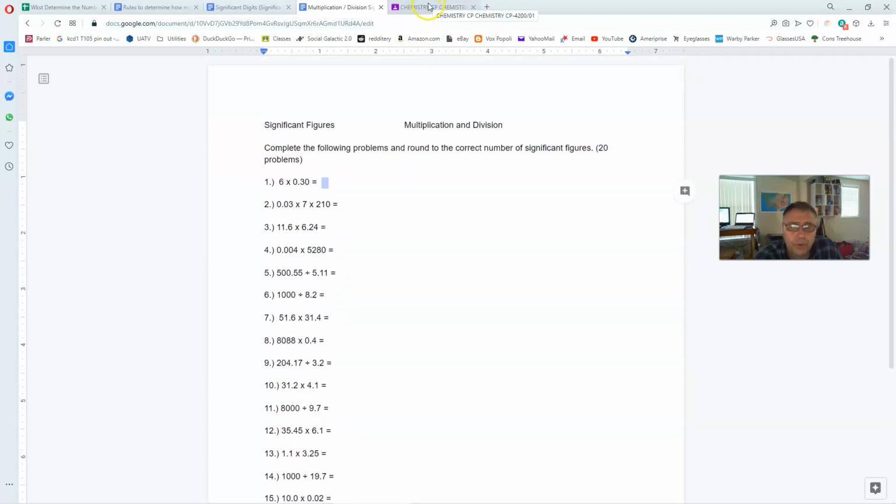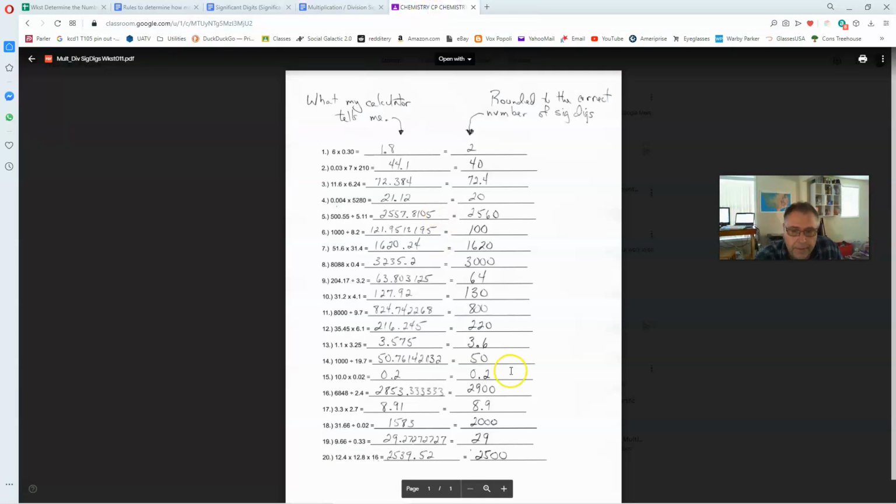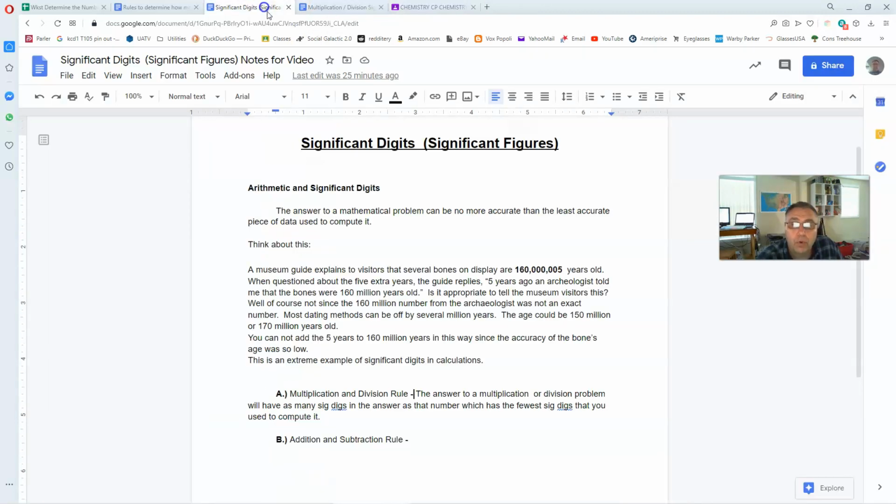Now, I did post to you a solution sheet here, and I actually included 2 numbers as part of the answer. Right? As you can see here, the first number that I gave to you after each of these calculations was what my calculator tells me. If you have a calculator, get it out and just type in 6 times 0.30 and you will get 1.8. But that is not a correct answer. Right? According to the rules for multiplication and division, my answer could have only as many sig digs as the number which has the fewest that you used to compute it.